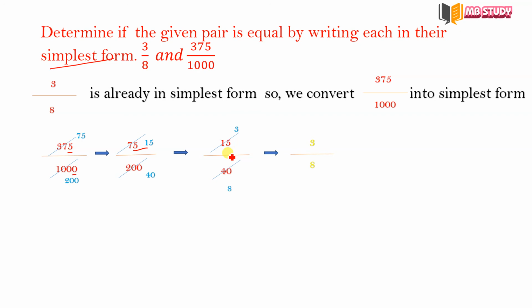What they asked in the question: they gave a pair, 3 by 8 and 375 by 1000. We converted into the simplest form and now we see that these two are equal. So the given pair is equal. Next, find the value of 1 by 2 plus 2 by 3 plus 3 by 4.